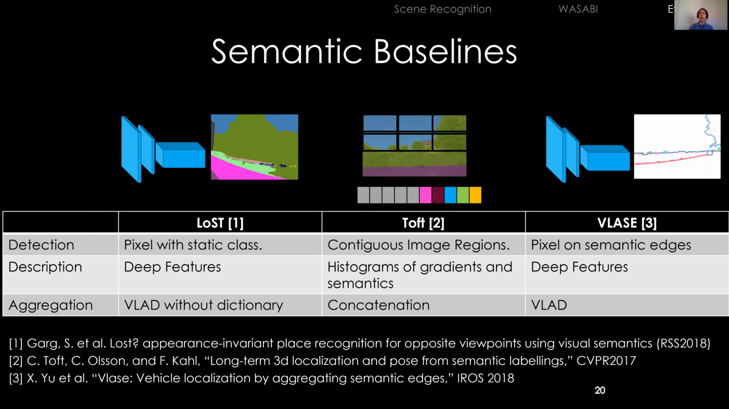I compare WASABI to other semantic-based recognition methods. The first one is the LOST descriptor that aggregates deep features of pixels with static semantic classes in a VLAD fashion. The second is the Toft descriptor that concatenates both gradient histograms and semantic histograms over local regions of the image. The resolution of these regions is a parameter that highly influences the performance of this descriptor. The final baseline is VLASE that also leverages semantic edges and aggregates deep features of edge pixels in a VLAD fashion.